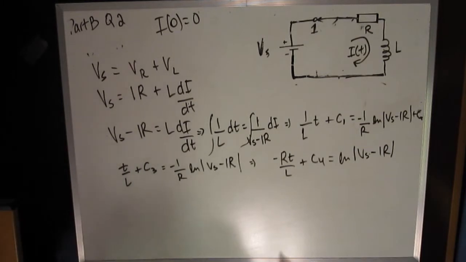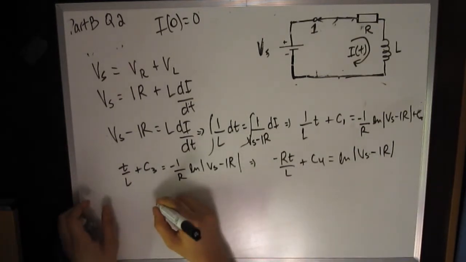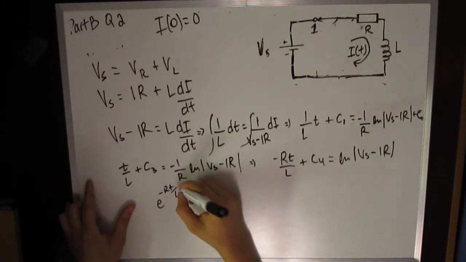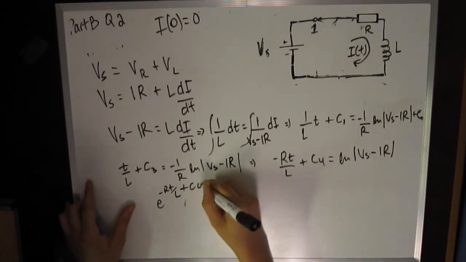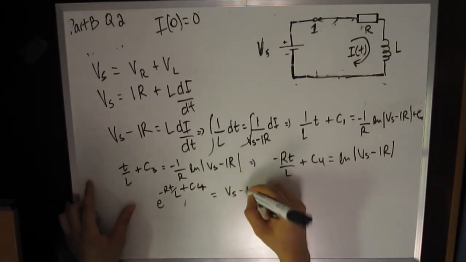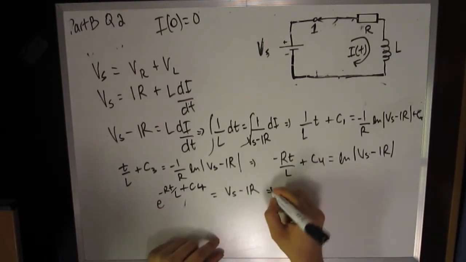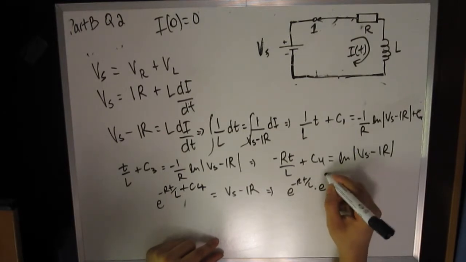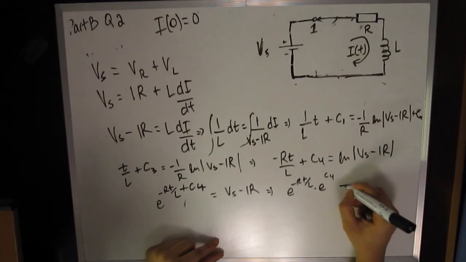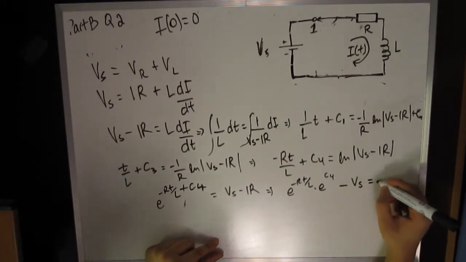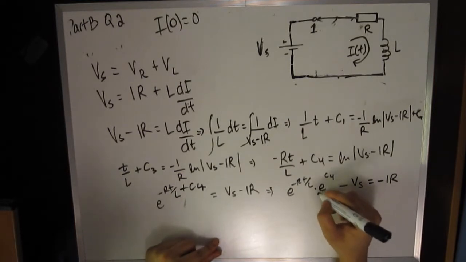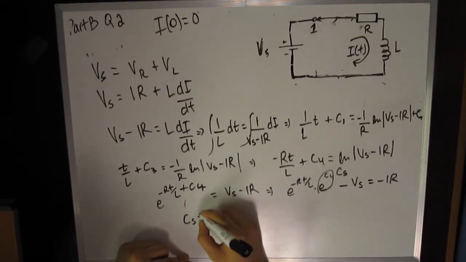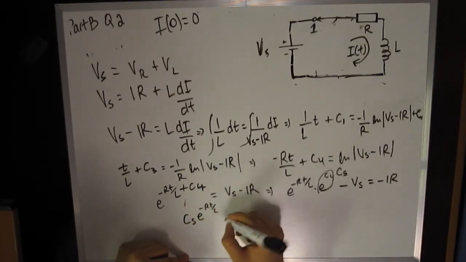Take the exponential of both sides now, and you should get an equation similar to this. E to the negative RT over L plus C4 is equal to Vs minus IR. This in turn could be written as e to the negative RT over L multiplied by e to the power of C4 minus Vs, since I'm getting the Vs to the other side, minus IR. This again could be written as C5. So you have a C5 e to the negative RT over L minus Vs.